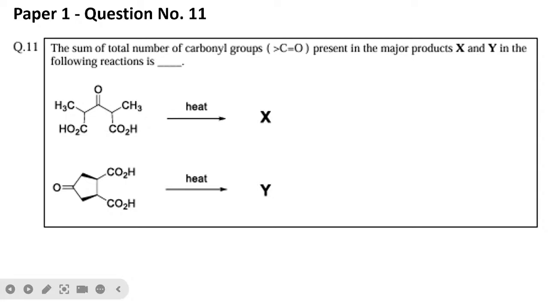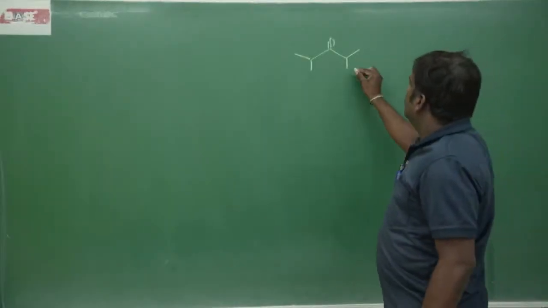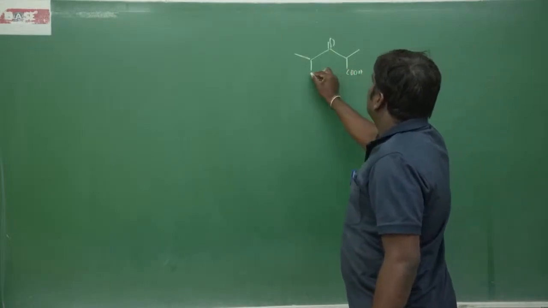Hello students, we are going to discuss paper work question number 11. The question is: the sum of the total number of carbonyl groups present in the major products X and Y in the following reaction. There is a compound which has C double bond O, and there are 2 carboxylic acids.